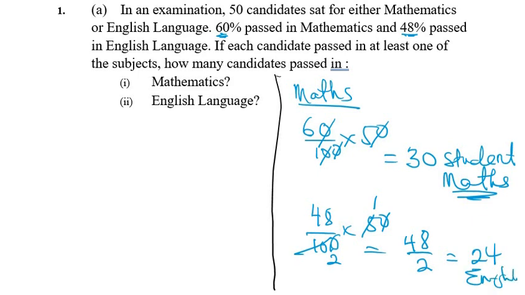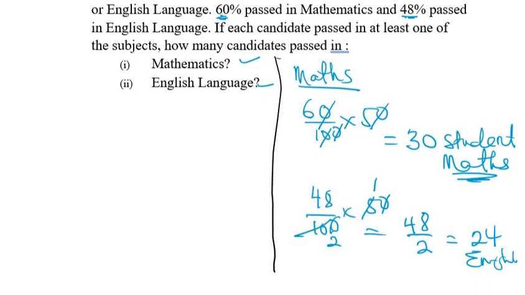Now these are the figures, but they were given to us in percentages. So we have to look for these figures before we can draw our Venn diagram. No two ways about that. So now we know those who passed in maths and those who passed in English. Maths is 30 and English is 24. Now let's illustrate the information on our Venn diagram as it said in the next question.